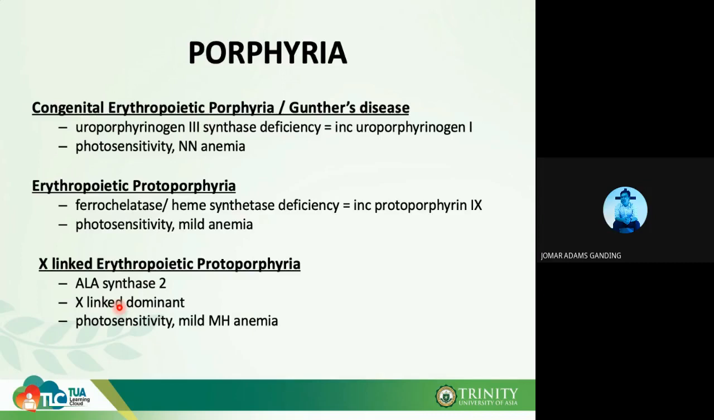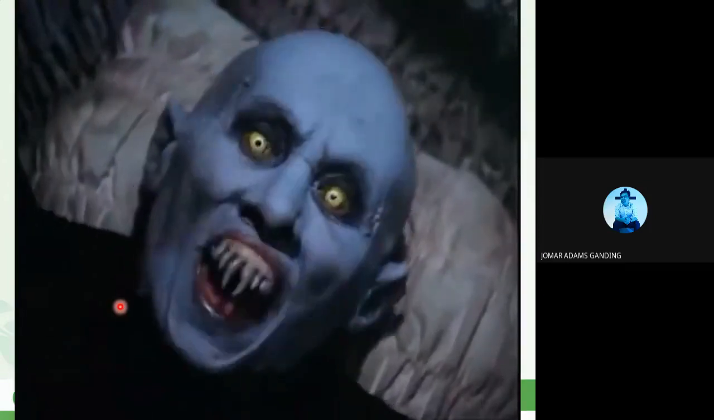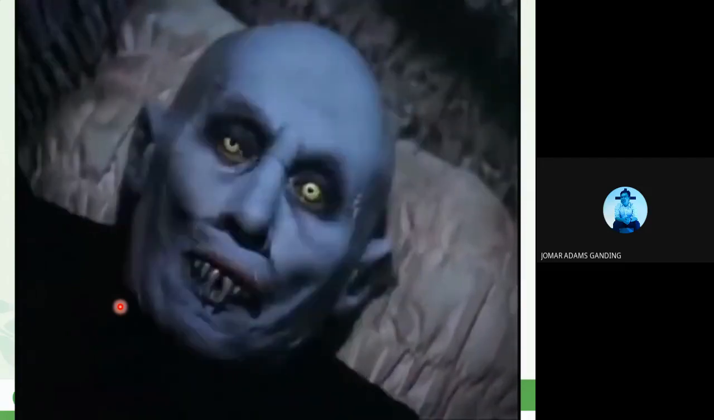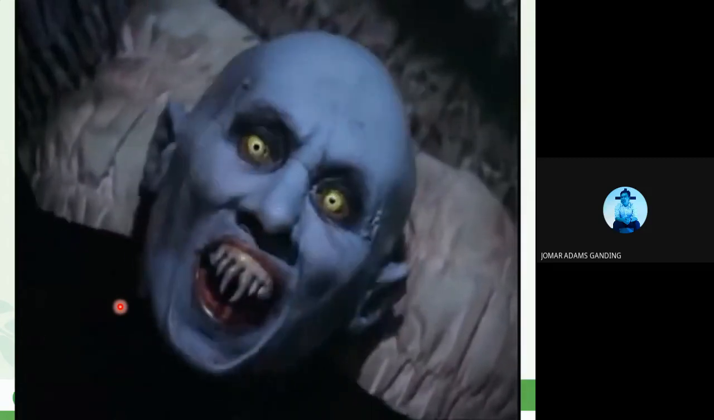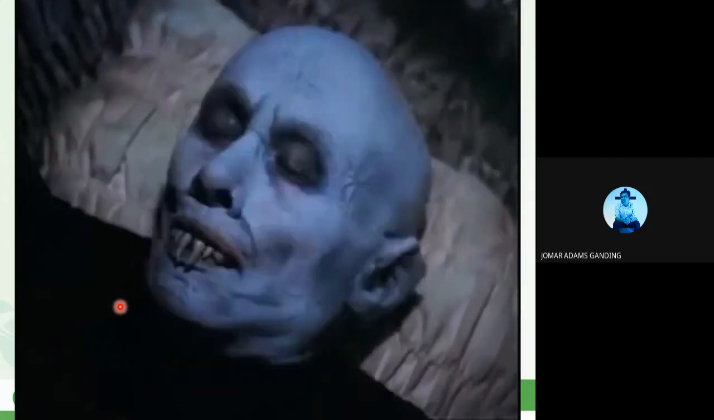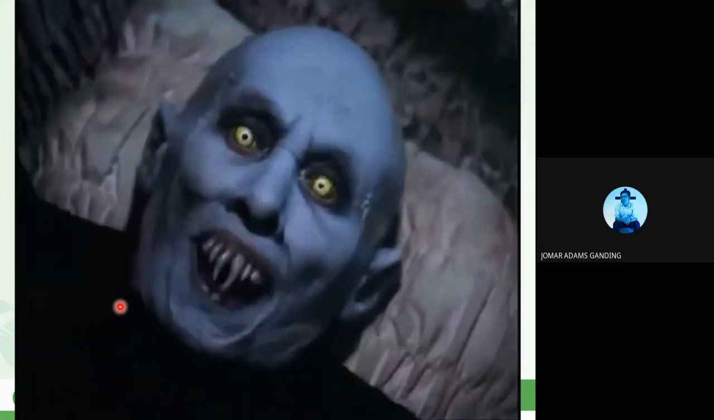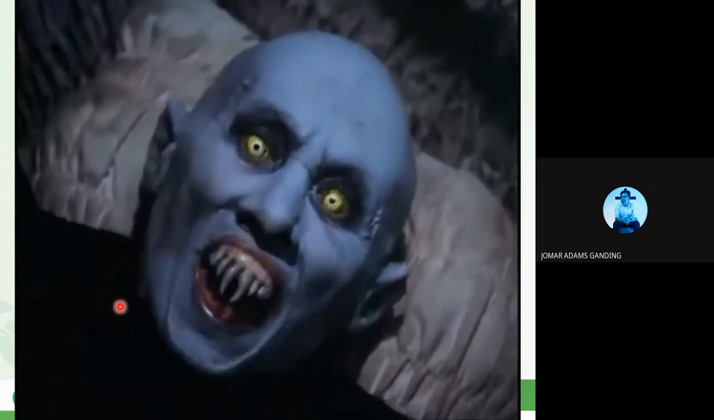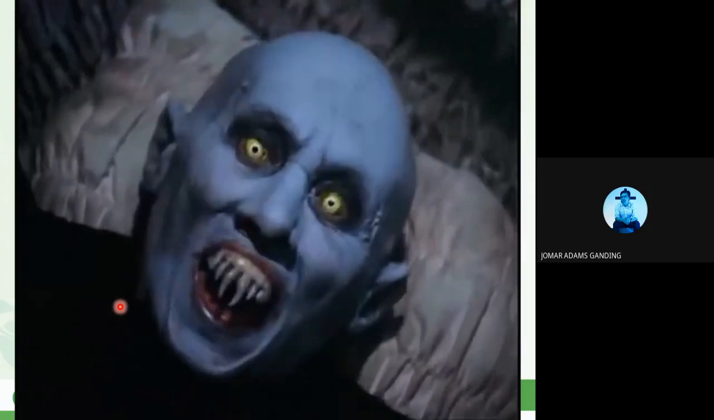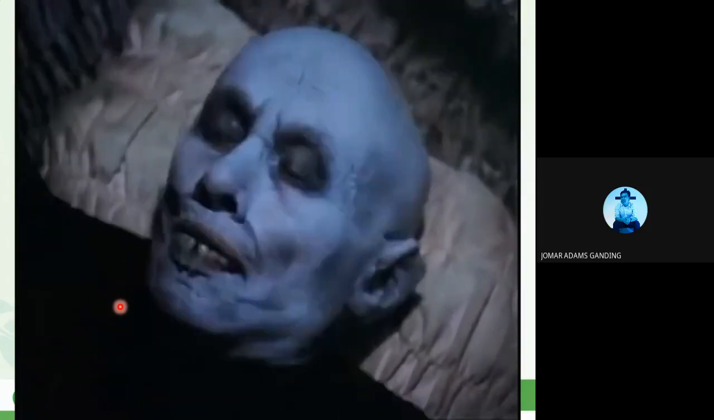And if you would notice, porphyria is actually the cause of the folklore about vampires, okay? Because they are photosensitive and some of them have psychosis. Also at night, because their teeth fluoresce, you would really see that these patients are the ones regarded as vampires. They were the ones called vampires during that time. But in reality, we now know that it's actually not vampires, but porphyria, okay? So please do remember that.